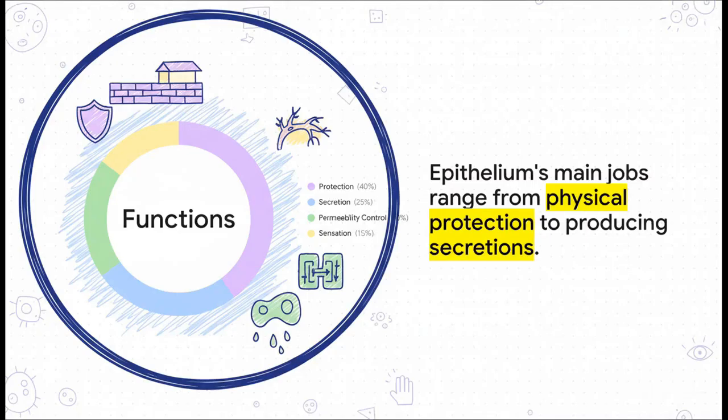So with those characteristics, what does epithelium actually do all day? Well, a few big things. As you can see, job number 1, making up the biggest chunk, is protection. It's our first line of defense. But it's not just a wall. It's also huge in secretion. That's releasing stuff like sweat or enzymes. It's also in charge of controlling permeability, basically being the bouncer at the club, deciding what gets in and what stays out. And in some places, it's even responsible for sensation.